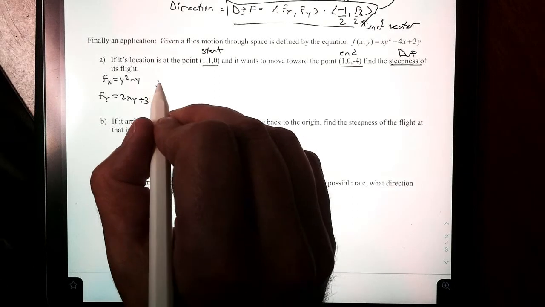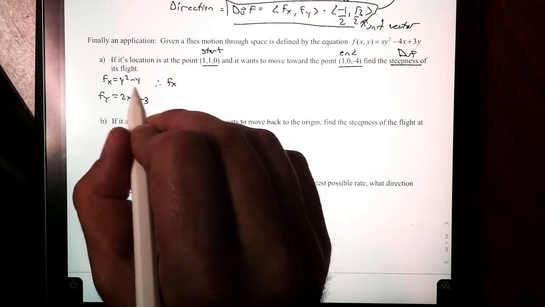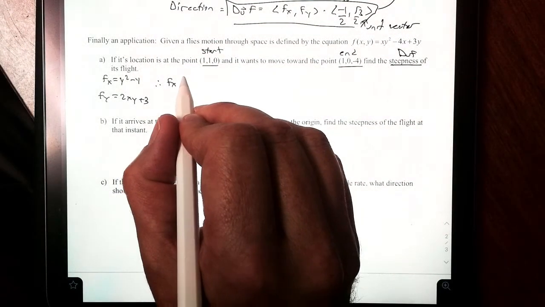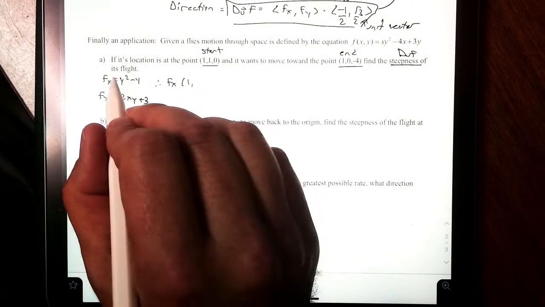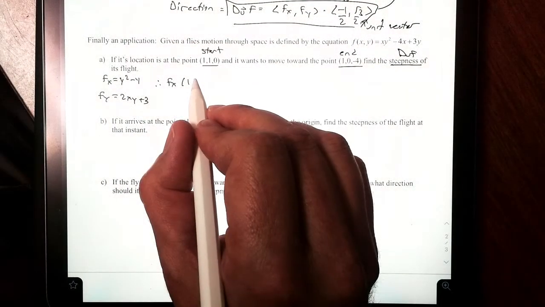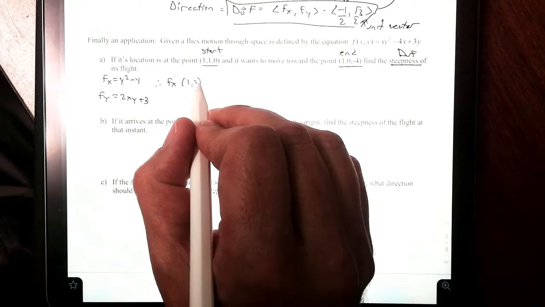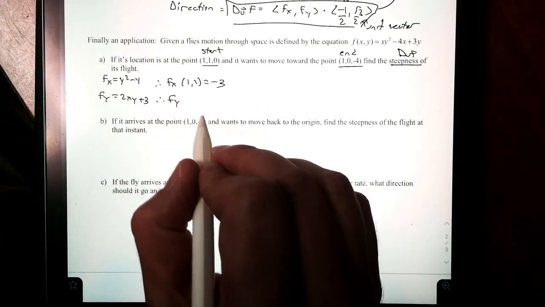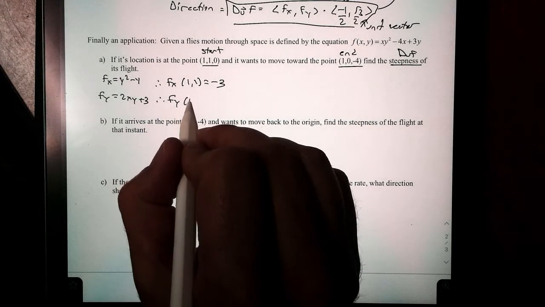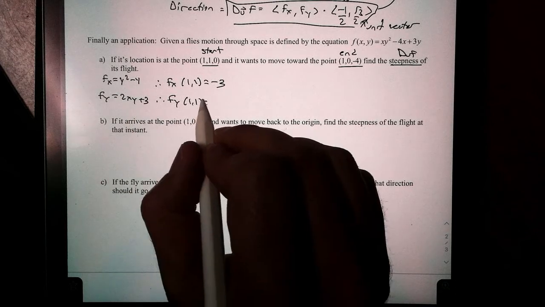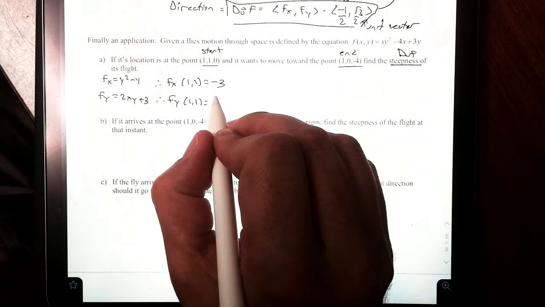So I am going to find the change in the x direction at 1, 1. Because remember, we're just looking at the x and y coordinates. Remember, our derivatives are in terms of x and y. So at x, 1, 1, if we plug that in, we just get negative 3. Same thing with the partial with respect to y at the point 1, 1. We get 2 plus 3, which is, of course, 5.